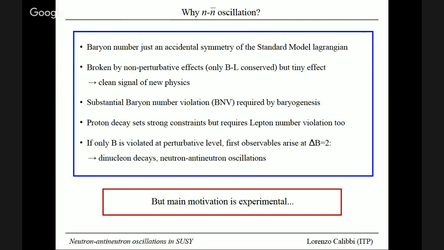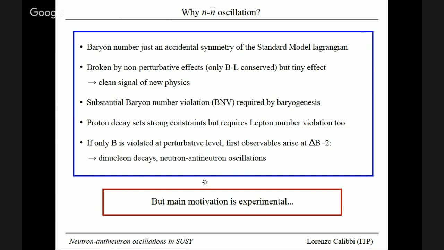So if instead we have a theory that gives substantial baryon number violation but no lepton number violation, the only new effects we can observe arise at the level of delta B equal 2. So violation of the baryon number by 2 units. And processes of this kind are precisely neutron-antineutron oscillation, and as we will see later, possibly also dinucleon decay, so the decay of 2 nucleon particles inside nuclei.